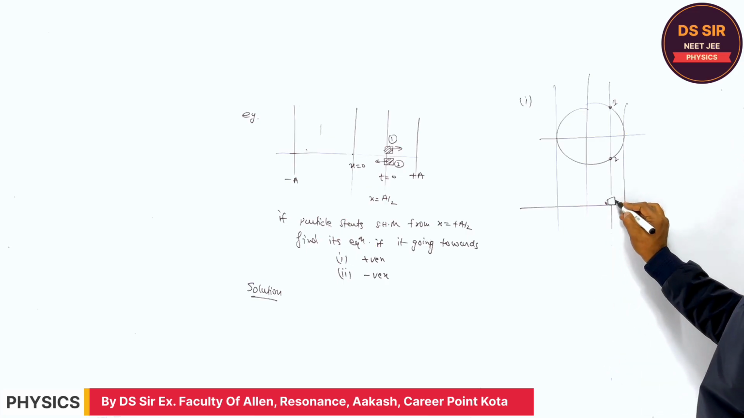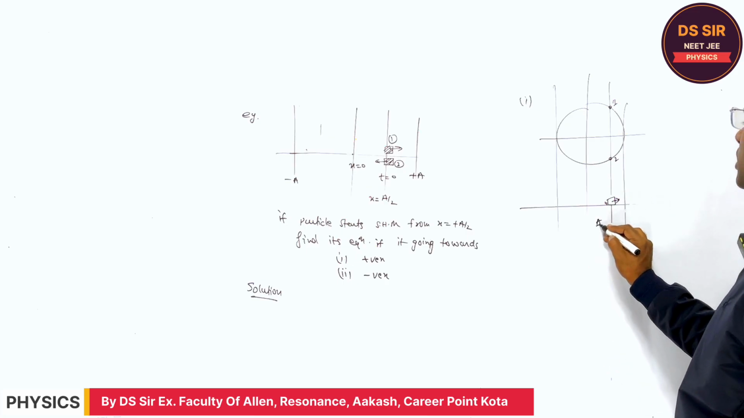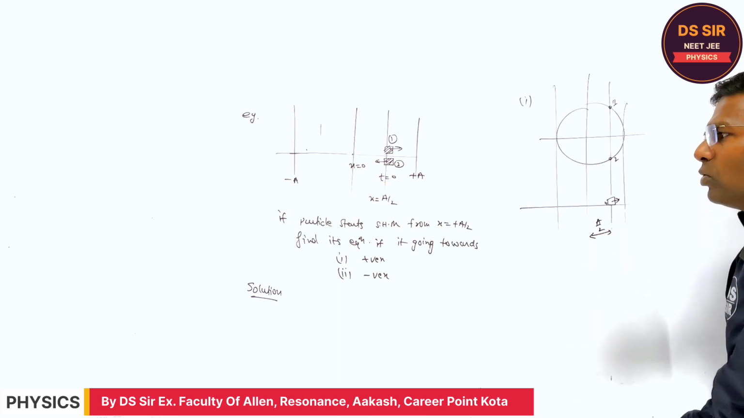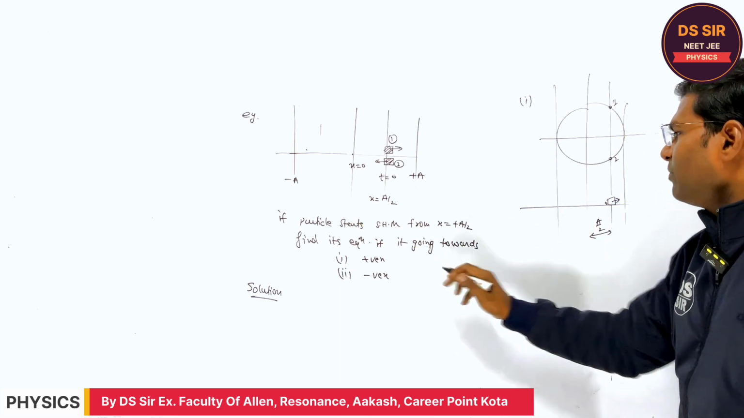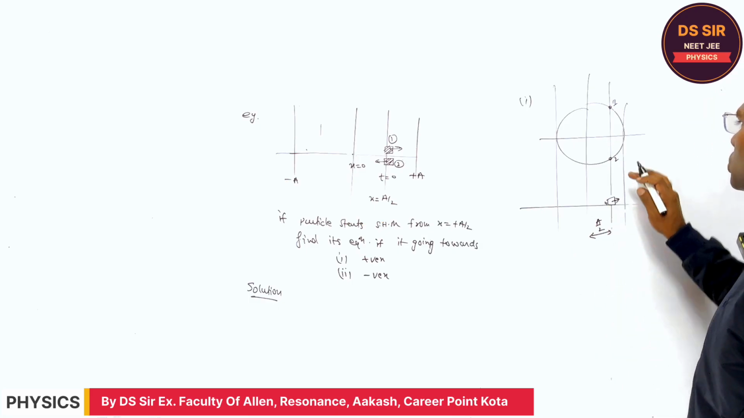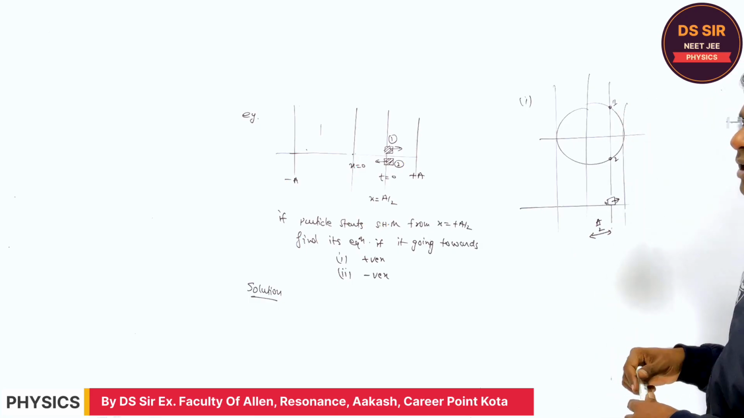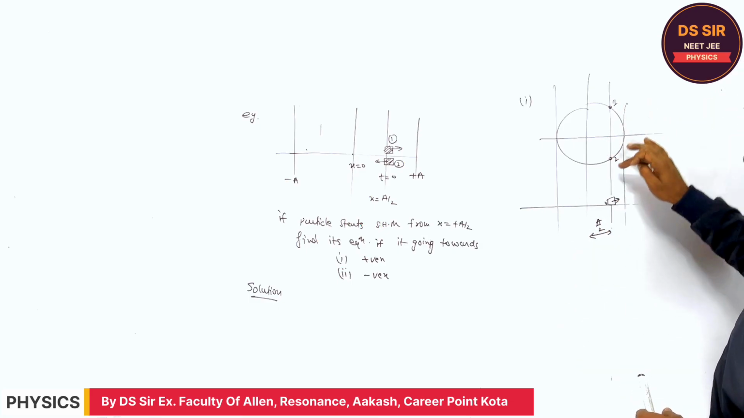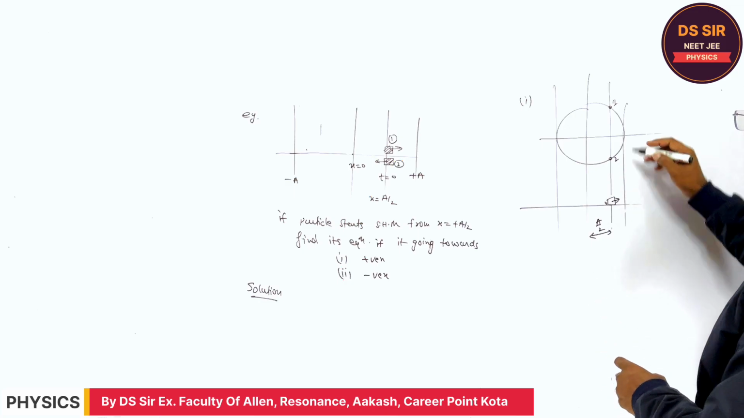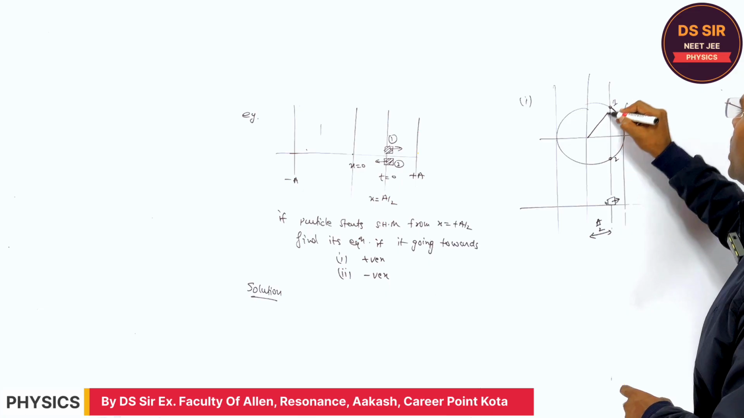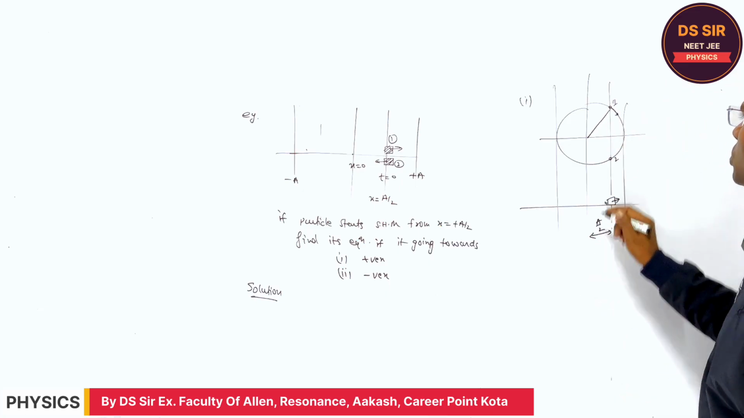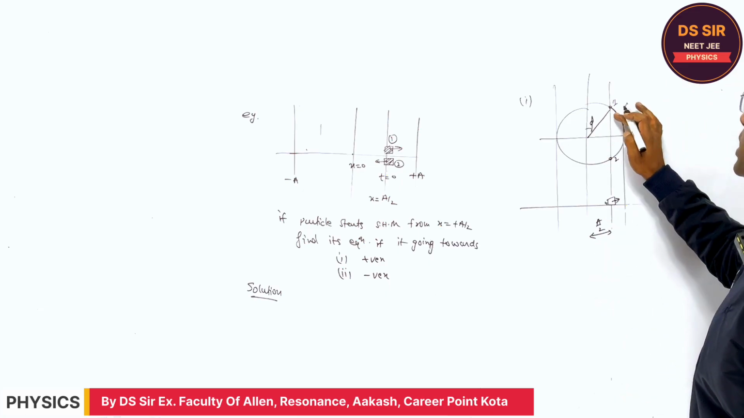Tell me, which particle should I take? This is the A by 2, right? And it is going towards positive x direction. So which particle is the corresponding particle on the circle, first or 2? 1, because it is going in this way, right? So here, if this is A by 2, what is the initial phase for this particle?